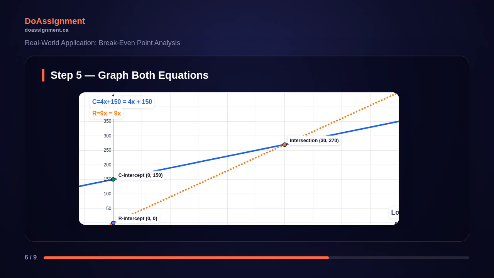Here is the graph of both lines. The cost line starts at 150 on the vertical axis and rises gradually. The revenue line starts at the origin and rises more steeply. The two lines cross at the point (30, 270), which is the break-even point.